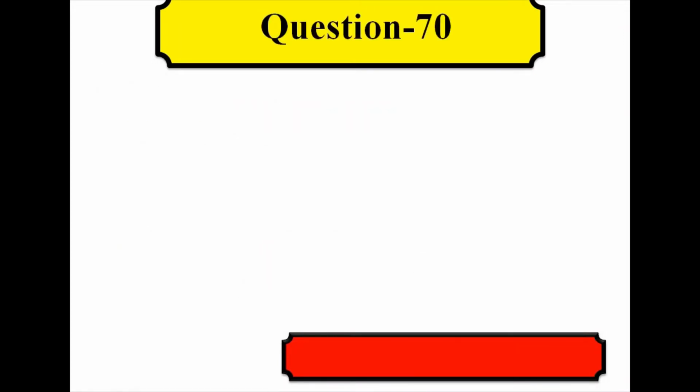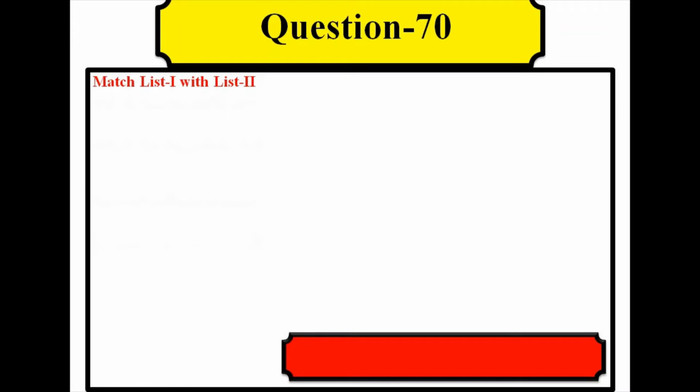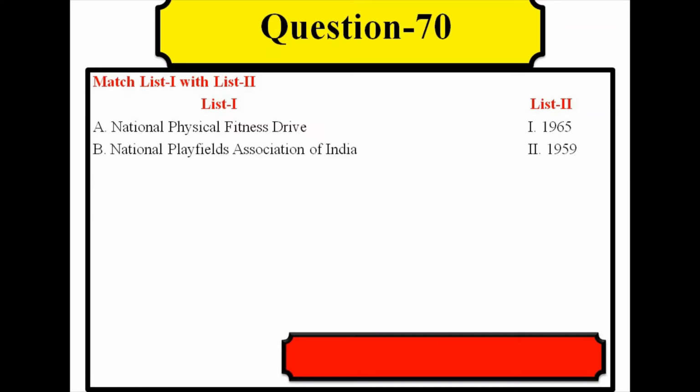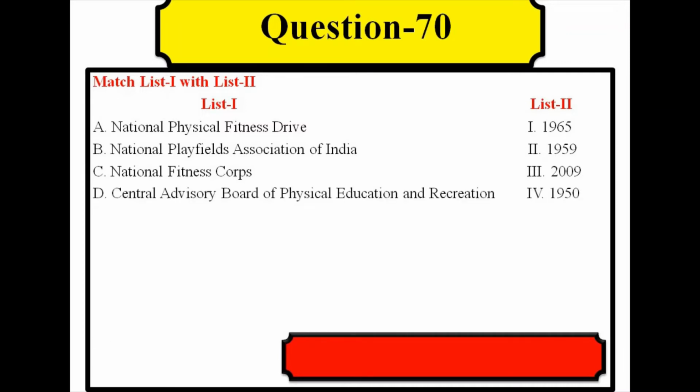Question 70. Match List 1 with List 2. A. National Physical Fitness Drive - 1. 1965. B. National Playfields Association of India - 2. 1959. C. National Fitness Corps - 3. 2009. D. Central Advisory Board of Physical Education and Recreation - 4. 1950. Choose the correct answer from the options given below.